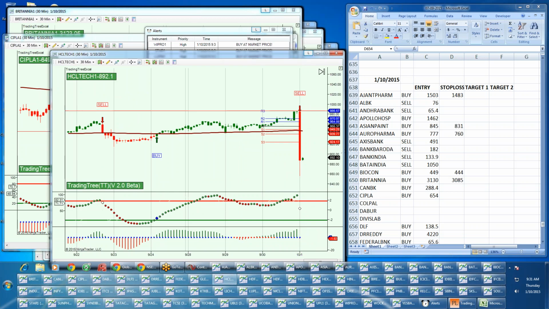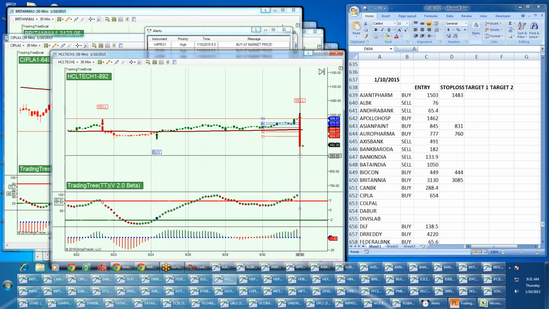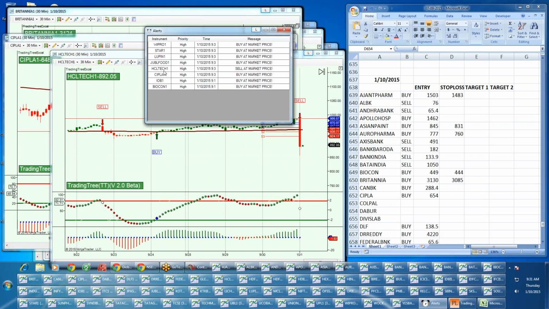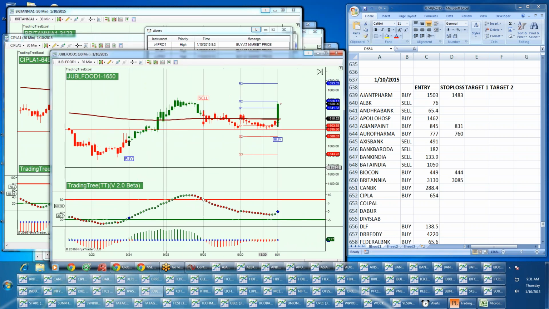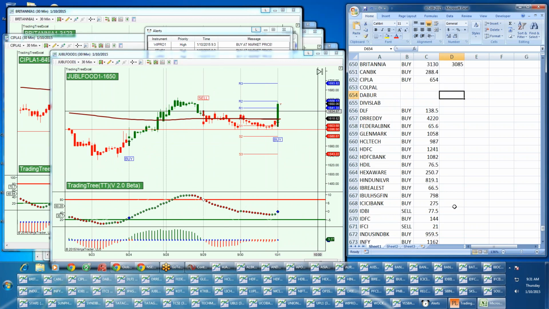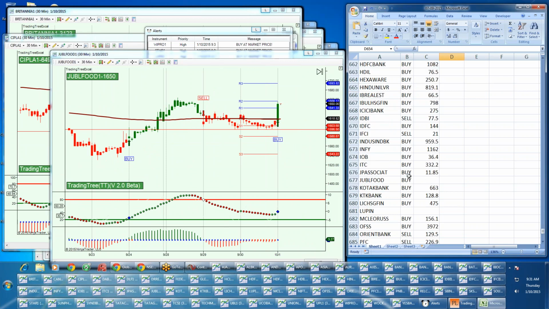So HCL Tech, let me not enter this trade. That's already down. Now I have Jubilant Food. I have a buy call. You know that R2 is a resistance. So I'll buy slightly above that, 1664. That is my entry.